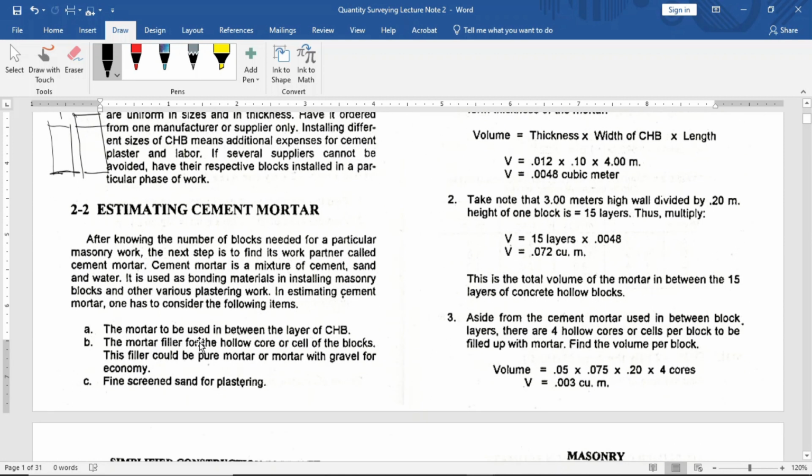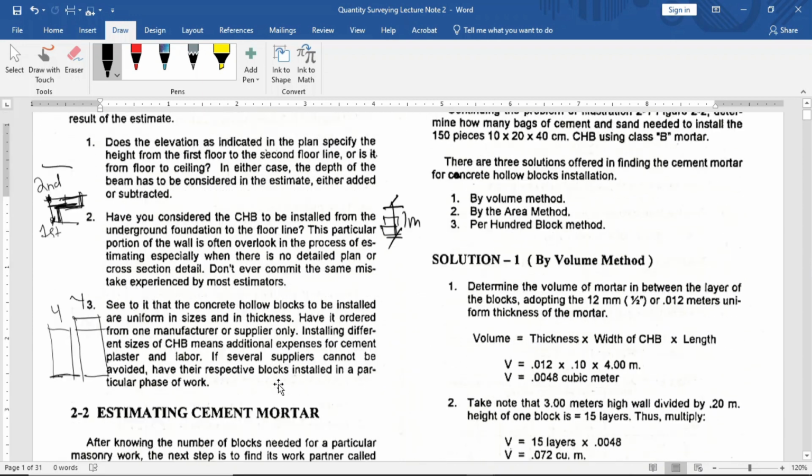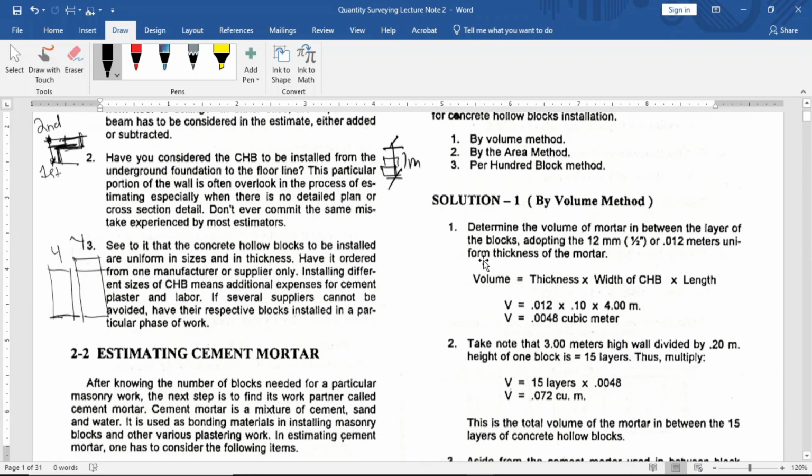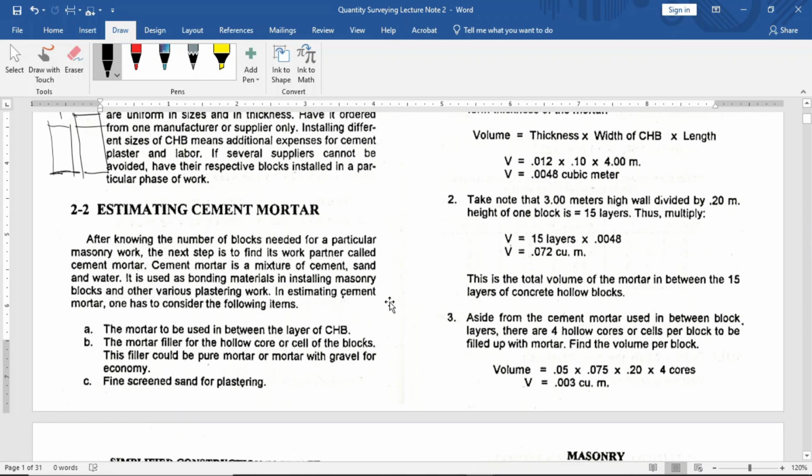So the mortar to be used is used in between the layers of CHB, the mortar filler for the hollow core or cell of blocks. This filler could be pure mortar or mortar with gravel for economy. C is fine screened sand for plastering. So, ito daw yung ano natin. So, ang mortar natin daw is a mixture of cement, sand, and water.